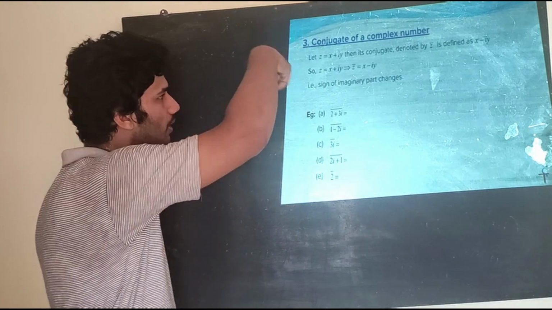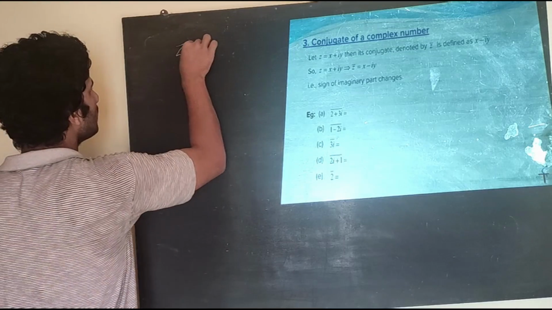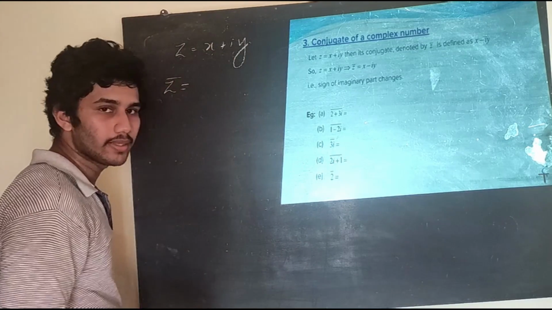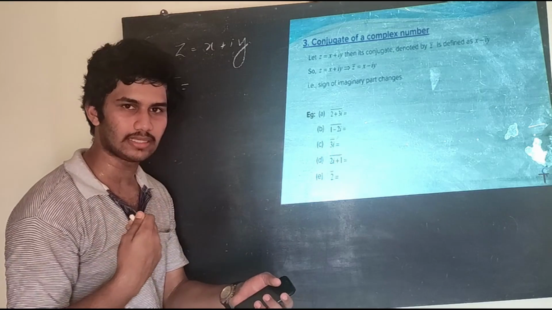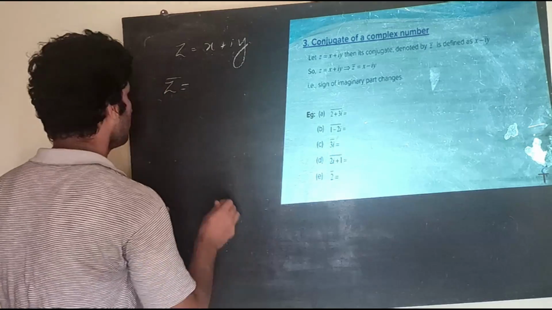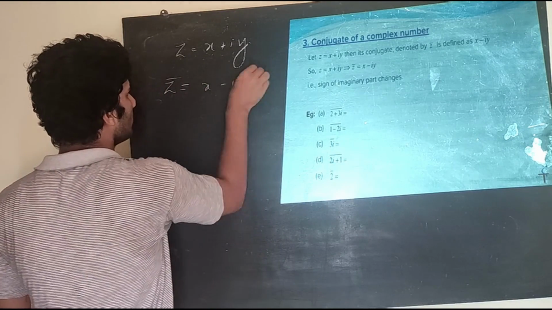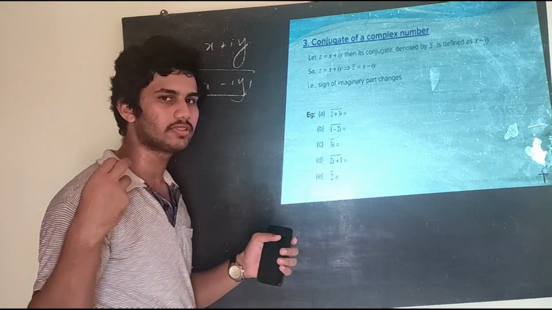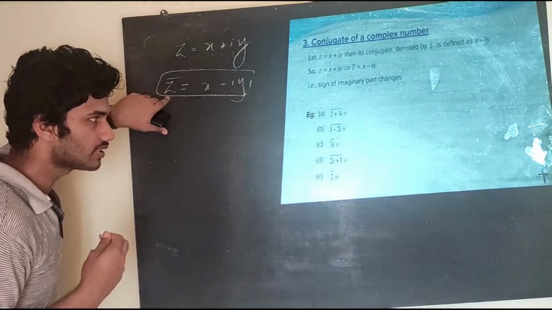So conjugate of a complex number, let's take an example. z is equal to x plus iy. Now the conjugate of this will be flipping the sign of the imaginary part, and don't touch the real part. That means x minus iy. The real part stays the same and the imaginary part flips the sign. And the representation is z bar.